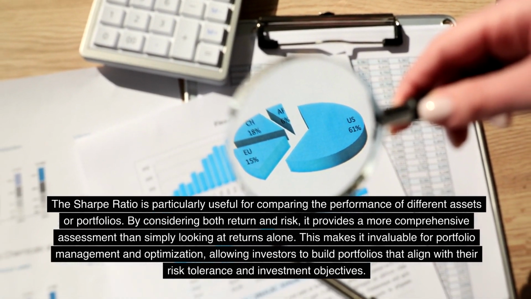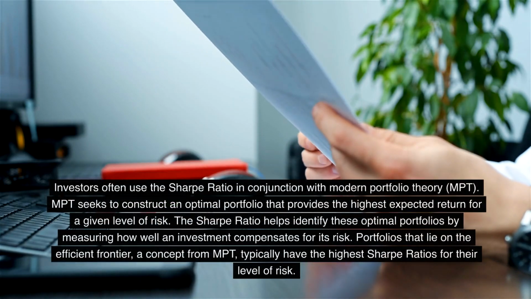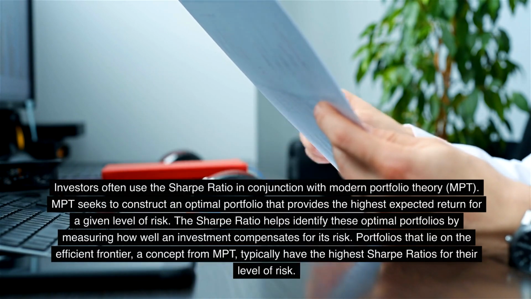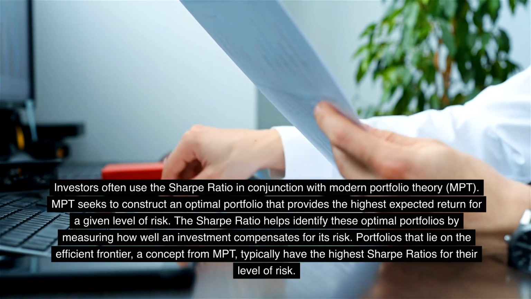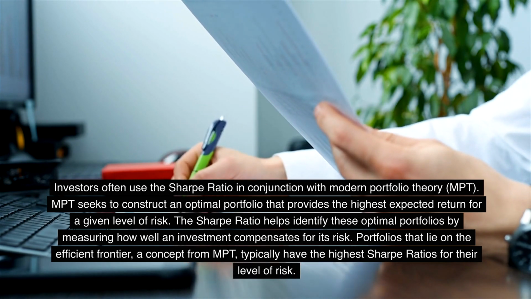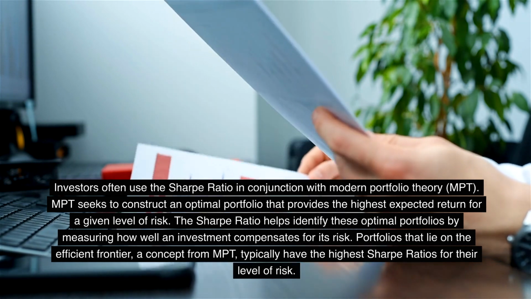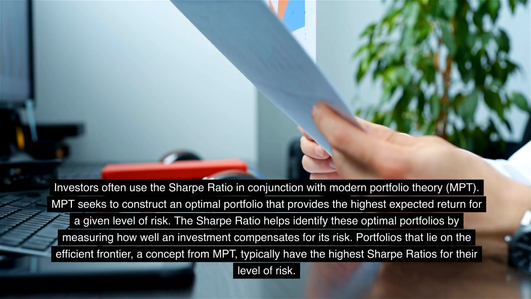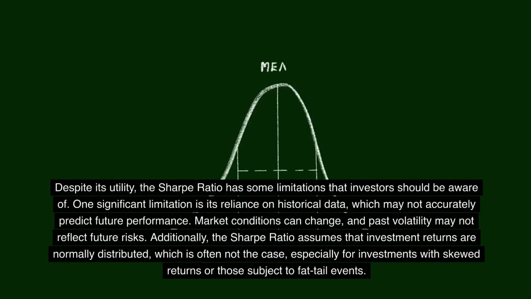Investors often use the Sharpe ratio in conjunction with modern portfolio theory, MPT. MPT seeks to construct an optimal portfolio that provides the highest expected return for a given level of risk. The Sharpe ratio helps identify these optimal portfolios by measuring how well an investment compensates for its risk. Portfolios that lie on the efficient frontier, a concept from MPT, typically have the highest Sharpe ratios for their level of risk. Despite its utility, the Sharpe ratio has some limitations that investors should be aware of.